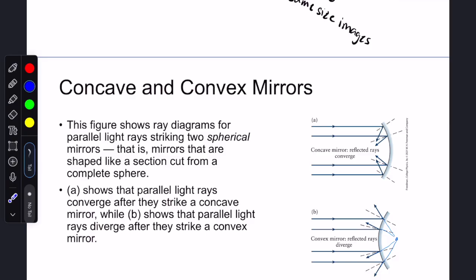What about a convex mirror? Well, in a convex mirror, let's draw the normals at different locations. You can see they fan out, and so the reflected rays are also going to fan out. The reflected rays diverge on this side of the mirror. Where do they converge? They're going to converge on this side, on the virtual side. That's going to make sense when we look at some ray diagrams for the two types of mirrors.